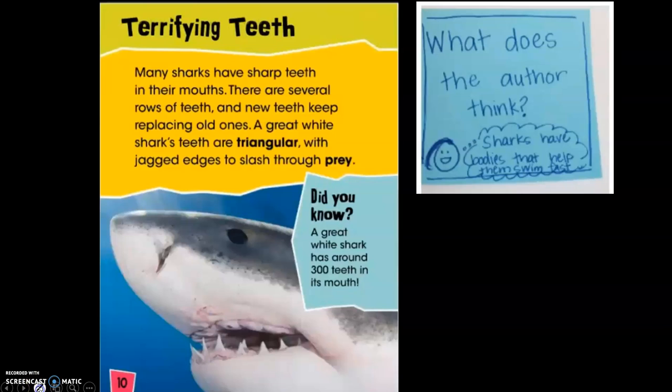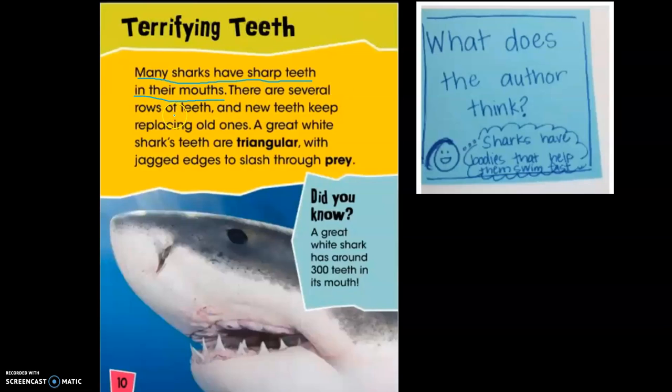Wow. So our first step is to find what the author is thinking. And sometimes we find it in the first sentence. So let's see. Many sharks have sharp teeth in their mouth. Is that a fact or is that something he's thinking? I believe it's something that he's thinking. So they have sharp teeth in their mouth. That's something he's thinking. Let's see if there's another part of what he's thinking.